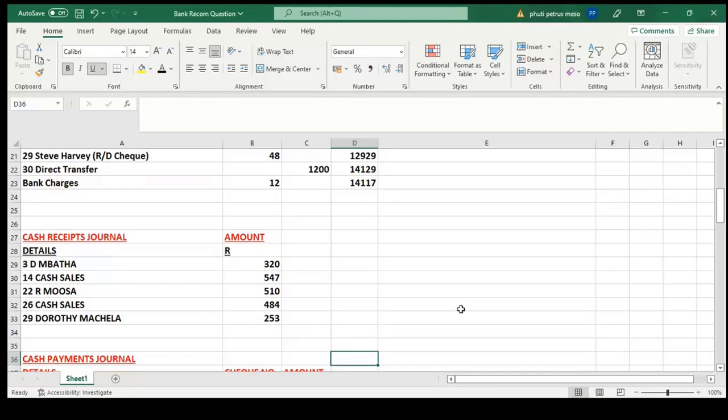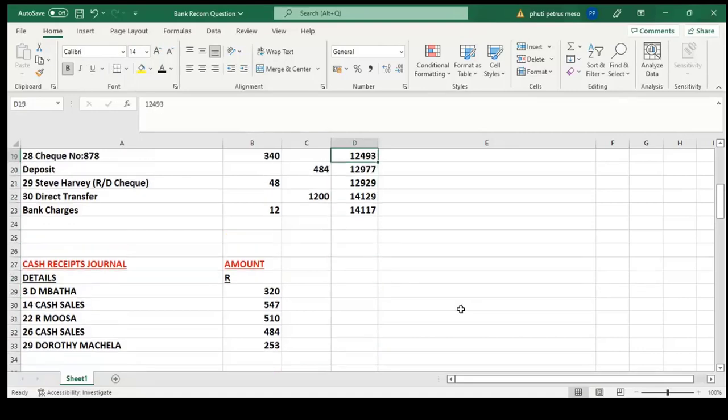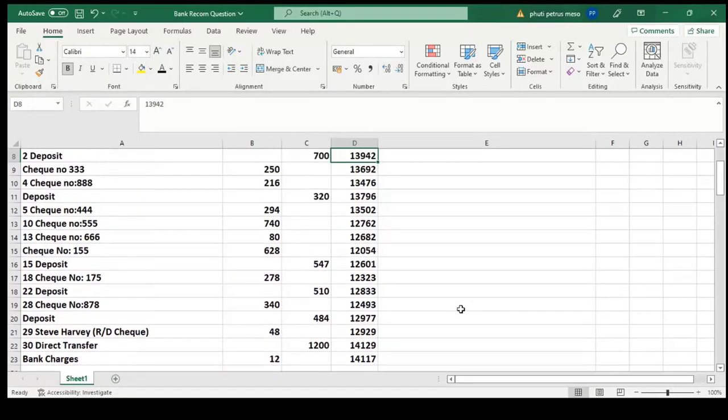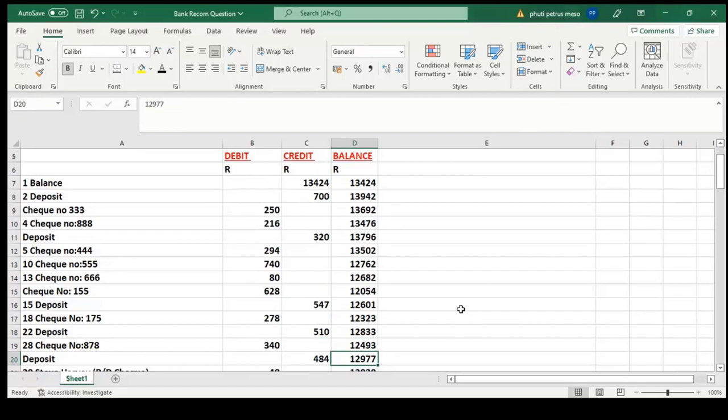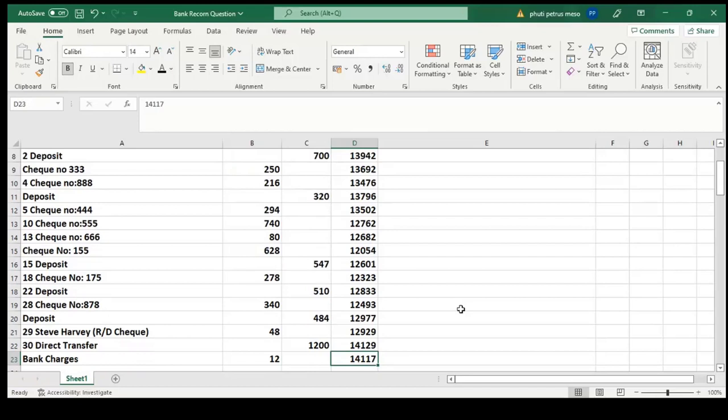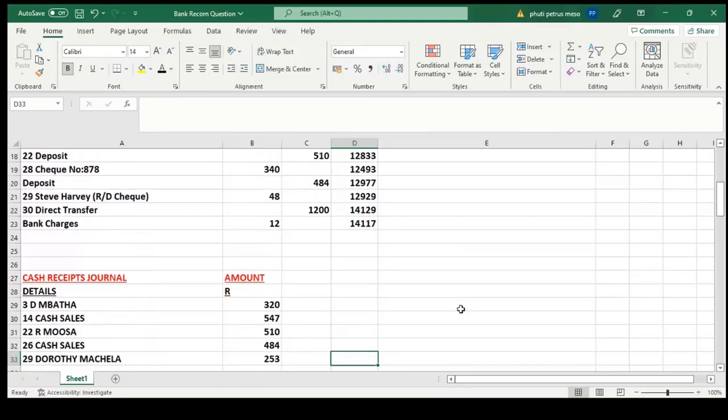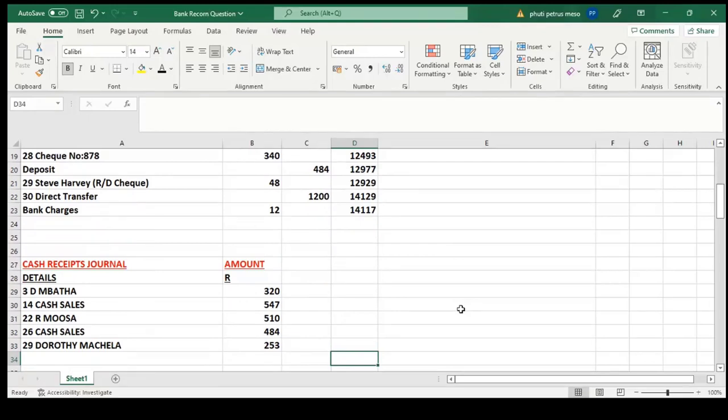What we're going to do now is compare these figures under the cash receipts journal to the credit side of the bank statement. So our opening balance is 13420, and then we had a deposit of 700 rand. That's where we are going to start matching, basically. Let's have a look, do we have 700 rand here under the CRJ? We don't have that, right?